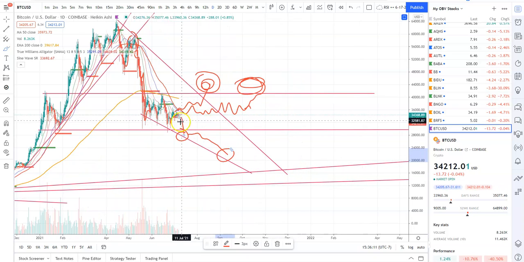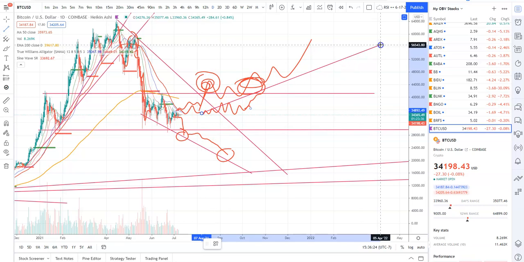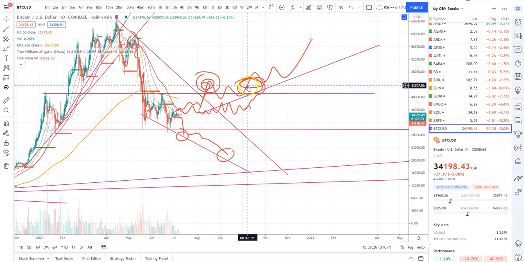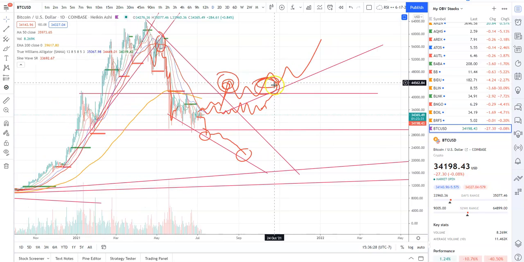I'd rather see this choppy sideways stuff for the next couple of months until we can get our noses above this 41,000 level and start a series of higher highs, higher lows, and start setting up a new long-term trend to the upside. I am hopeful that's what happens, but I don't know.